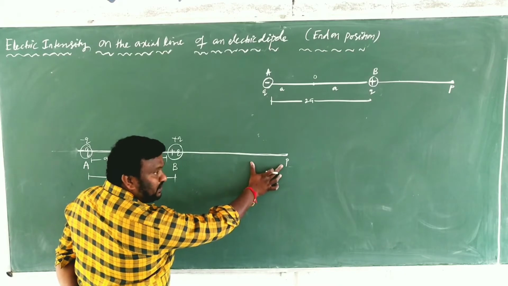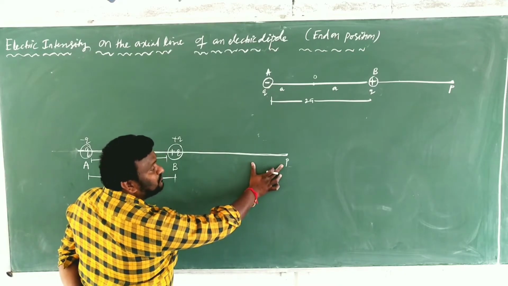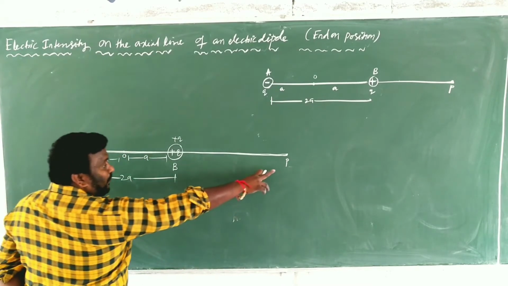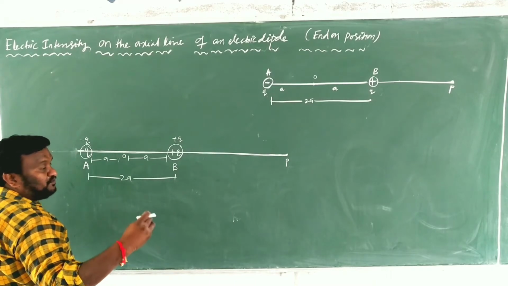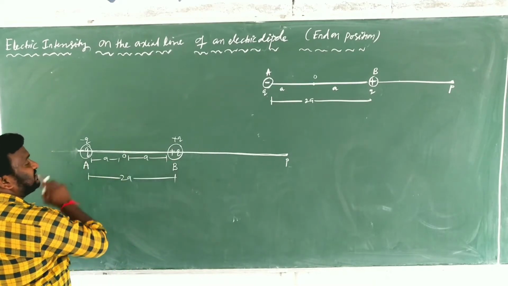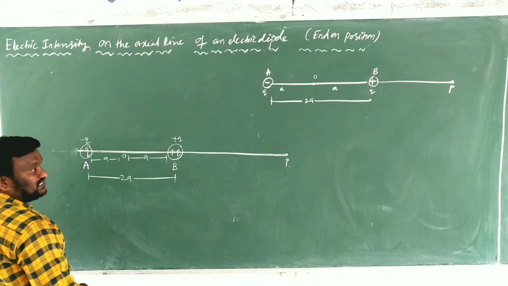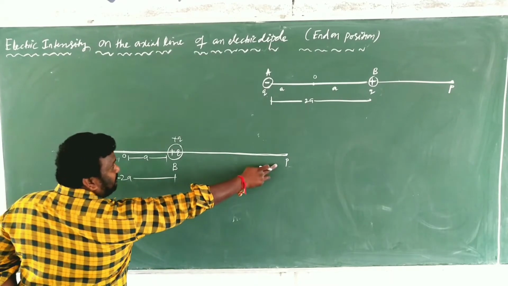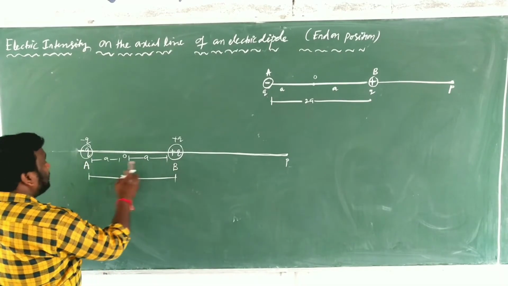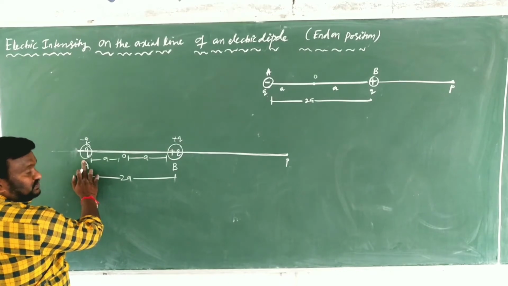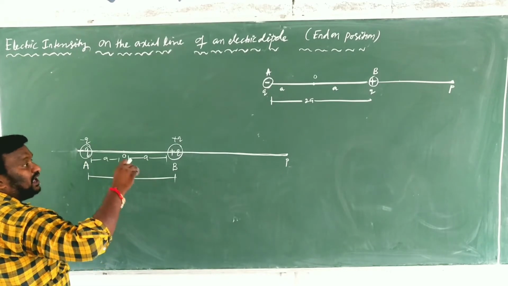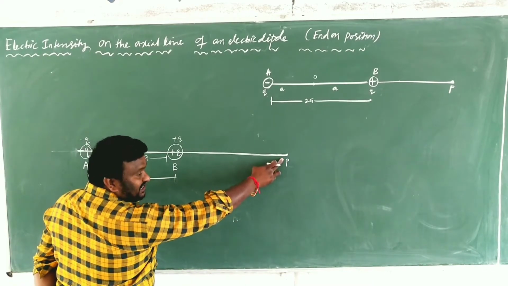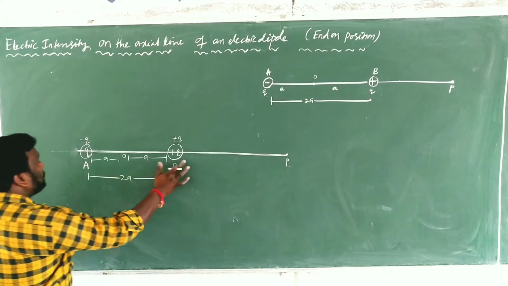At this point P we have to measure the electric field intensity. So the point P is in the combined electric field of plus q and minus q. That means you have to observe that there is some effect at the point P because of the plus q charge and also the minus q charge. If you keep some other charge here, it would be affected by the plus q and minus q.